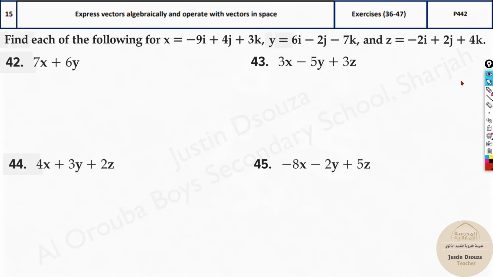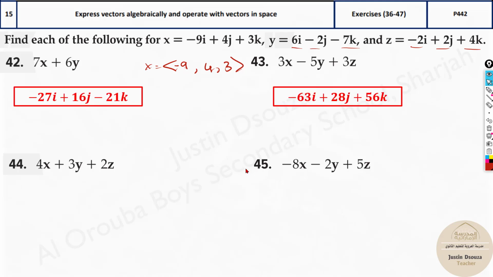And now over here you can see they have given in terms of i, j and k. But the component form can be directly written over here. X component form is minus 9. The coefficients only 4 and 3. Then y is over here 6, minus 2, minus 7. And lastly z is minus 2, 2 and 4. Use the same method over here then. 7 times this entire, all the terms, plus 6 times the entire terms over here, and add them up, you will get the answers. So this is how we basically solve these.